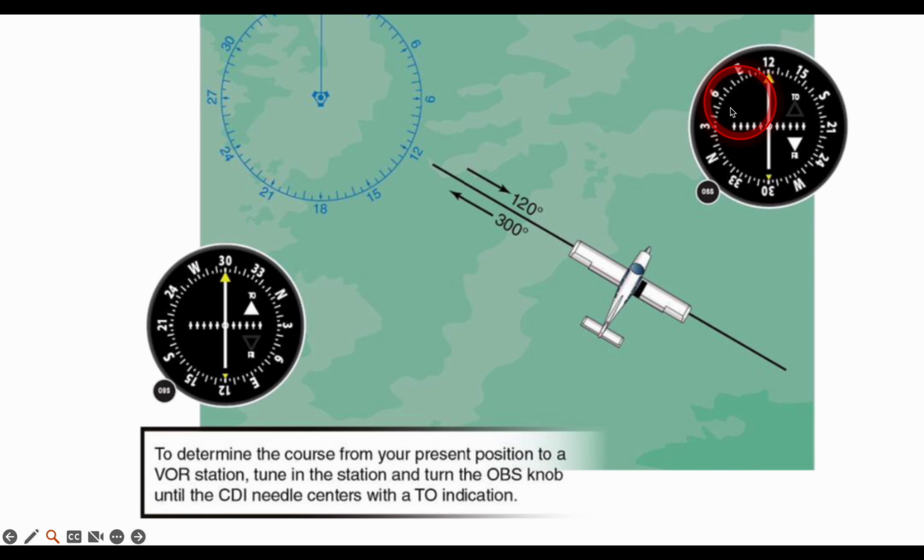So that's where the confusion, or a lot of confusion, comes from, is the difference between how to read a to flag versus a from flag. With a to flag, the heading and the radial are opposite one another. When you're flying from the station, your heading and the radial are the same.